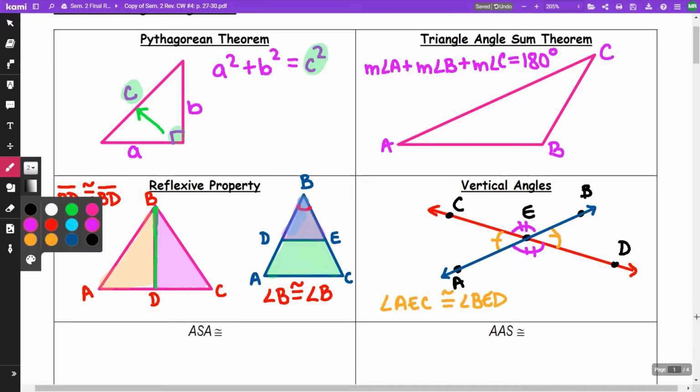Also, this angle here, angle CEB is going to be congruent to this one here, angle DEA. Again, those are vertical angles, and vertical angles are congruent.